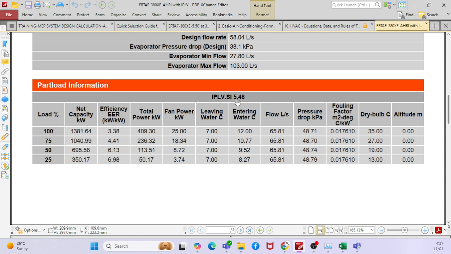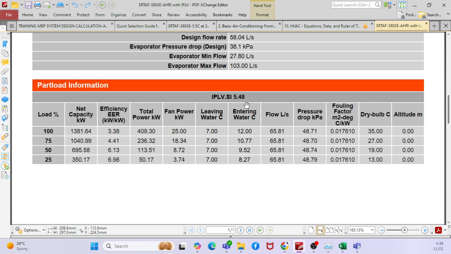So when you say IPLV 5.48, which is nothing but this equation: 1 percentage of this 3.38, this is the COP, plus 42 percentage of this one, plus 45 percentage of this one, and 12 percentage of this one. When you apply this equation, you will find out 5.48 is the IPLV value.